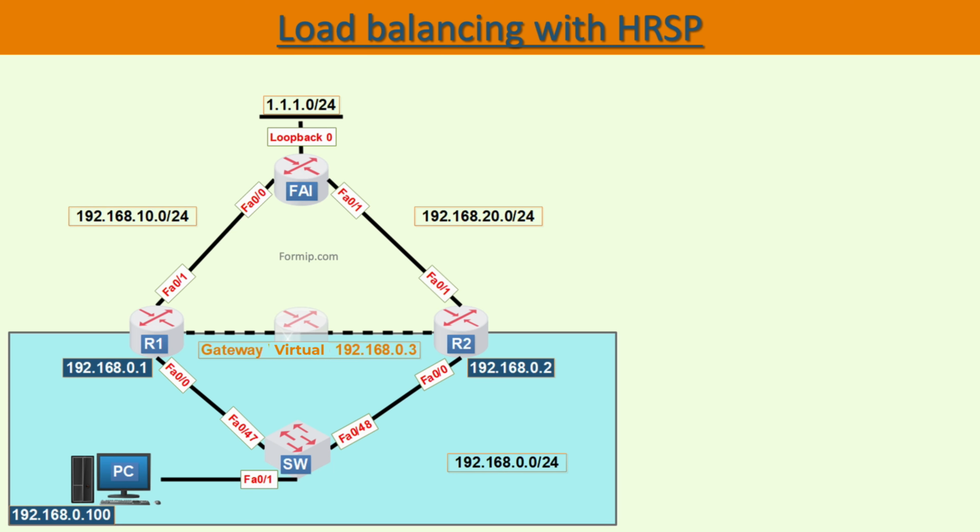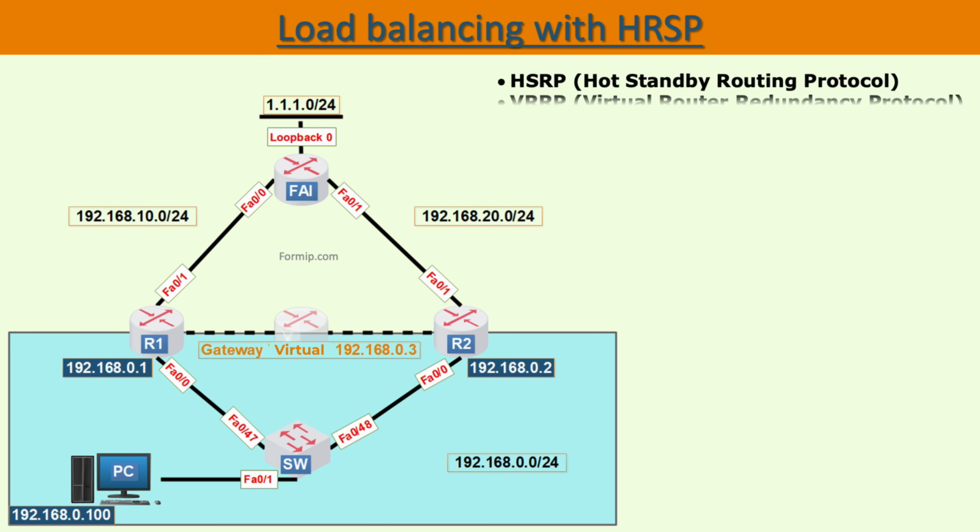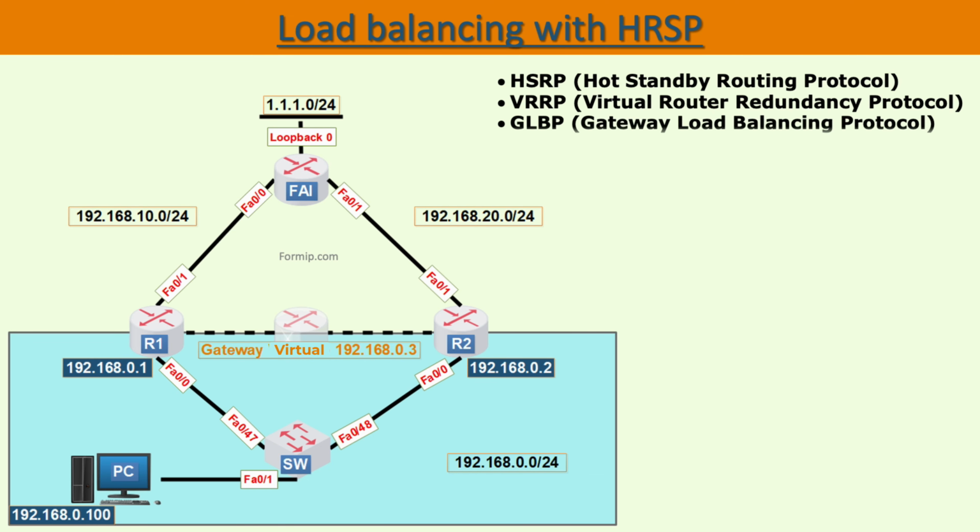There are three different protocols that can be used to create a virtual gateway: HSRP, VRRP, and GLBP. So these three protocols all work in the same way. There are only a few small differences in the commands to type. We will start by looking at the configuration of HSRP, which is a Cisco proprietary protocol. But first of all, we're going to configure all the IPs on our topology.